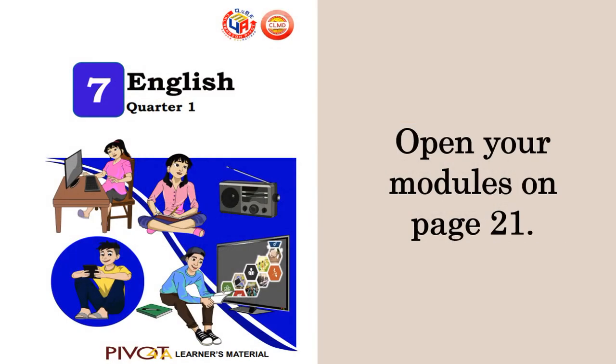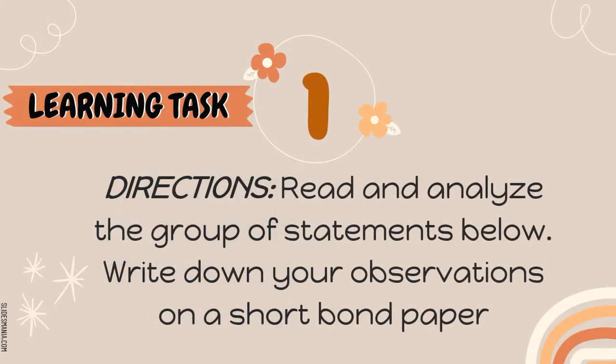Okay, now I would like you to open your modules on page 21. Here you can find your learning task number 1. As to the direction: read and analyze the group of statements below. Write down your observations on a short bond paper. So the answers for learning task number 1 will be your observations.